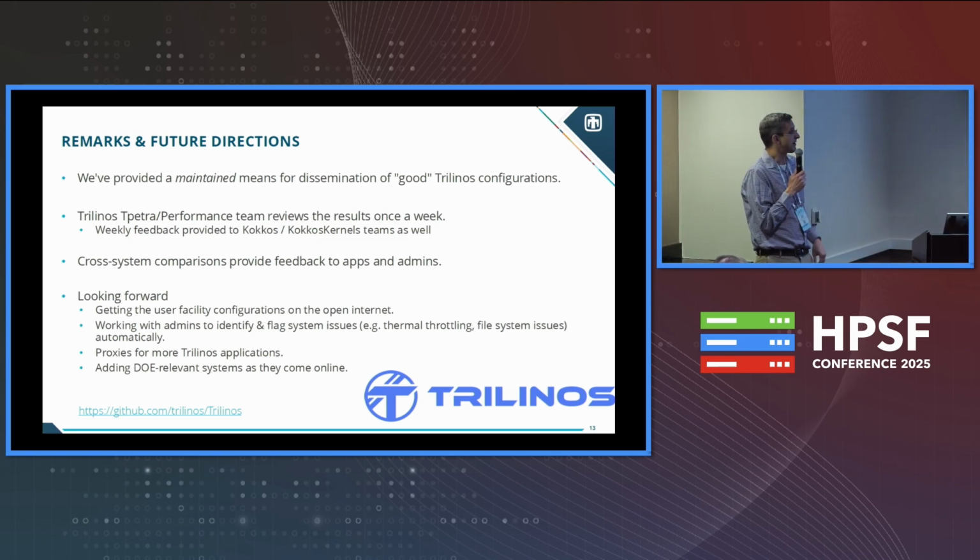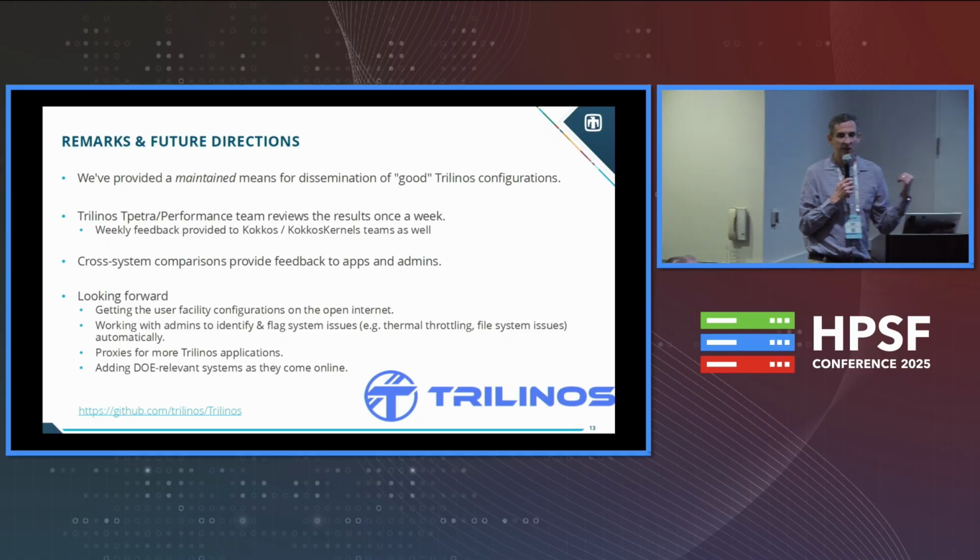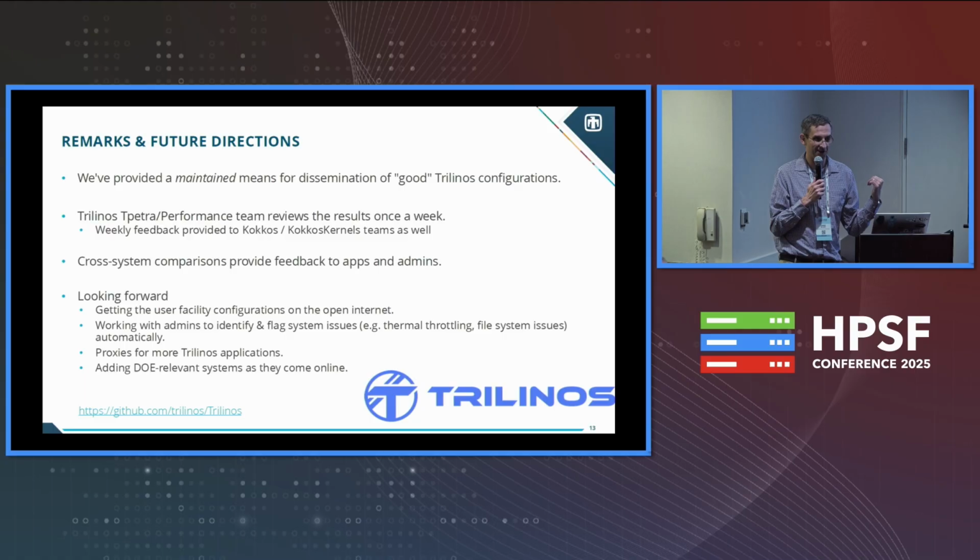We've got cross-system comparisons to provide feedback both to the apps and admins. The Eldorado people want me to try their new fancy disk now to see if we could improve performance. So that's on my to-do list. And where do we want to go with this?